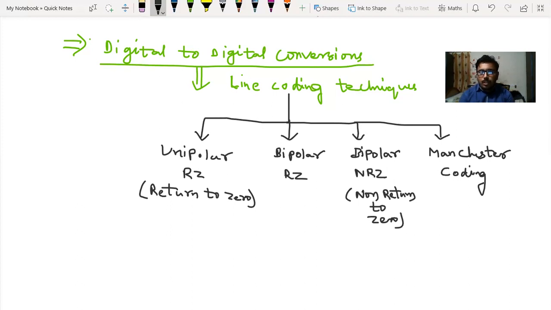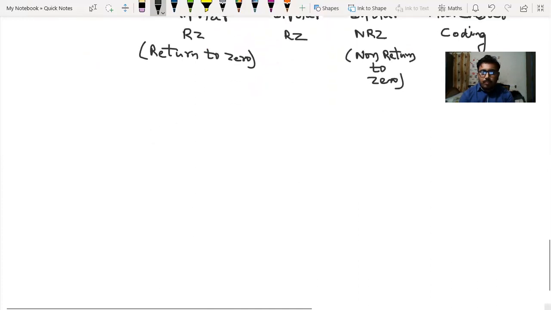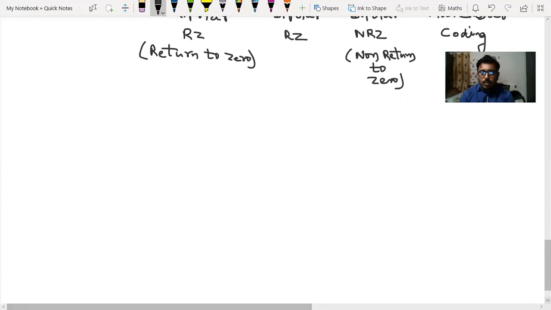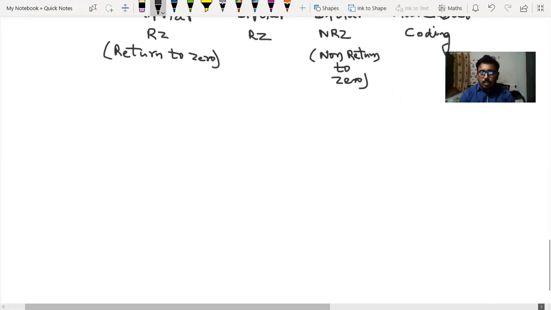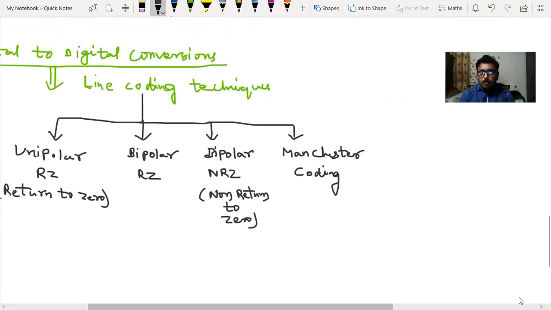So in this way, you can take this type of line coding mechanism for this digital to digital conversion. Suppose, whenever we are taking the transmission of the data, then how you are representing it, that is the most important thing. How you are representing the particular data in terms of a waveform, that is also important.